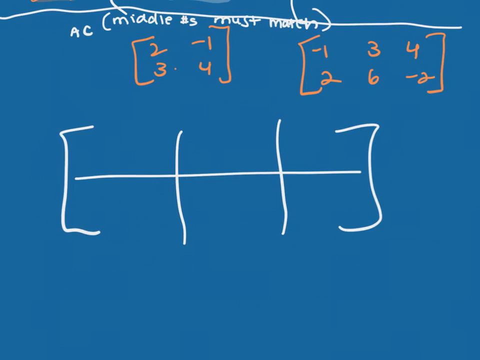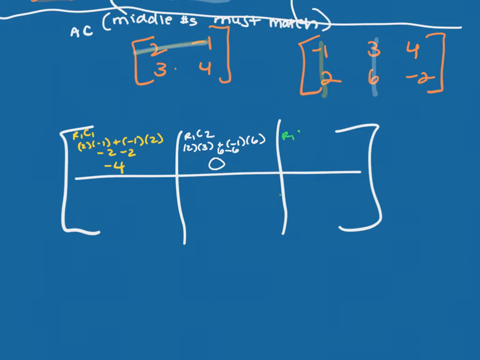So that first cell is row 1, column 1. I multiply row 1 and column 1. So I would do 2 times -1 plus -1 times 2. I get -2 minus 2, which is -4. Then I go row 1, column 2, which is 2 times 3 plus -1 times 6. And I get 6 minus 6, which is 0.